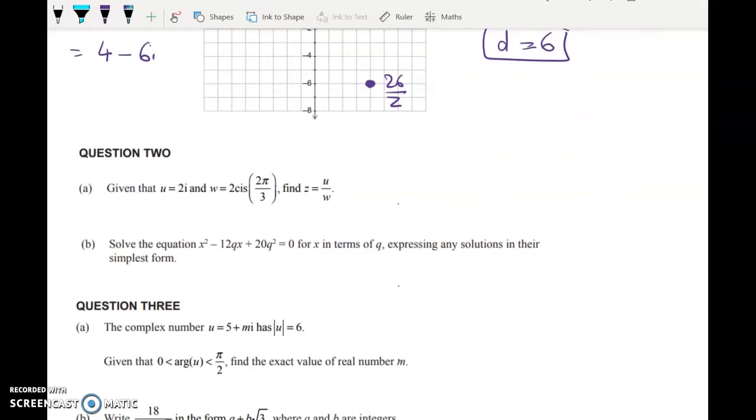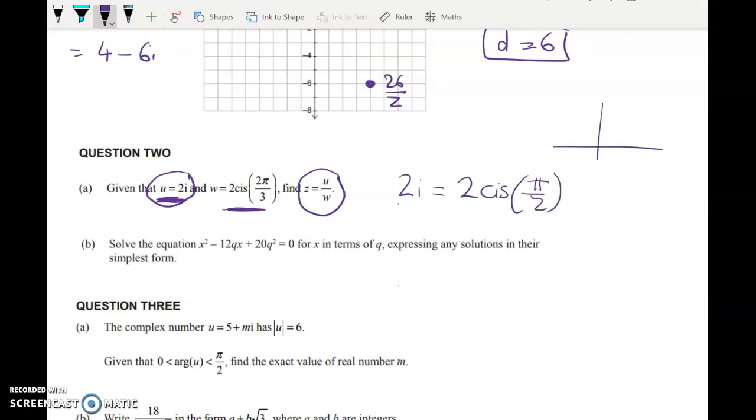This time we've got one number in rectangular form, 2i, and one in polar form, and we want to find u divided by w. So it's really, really easy to do this when we're working in polar form. I'm going to take 2i and convert that to polar. So that will be 2 cis of pi on 2.